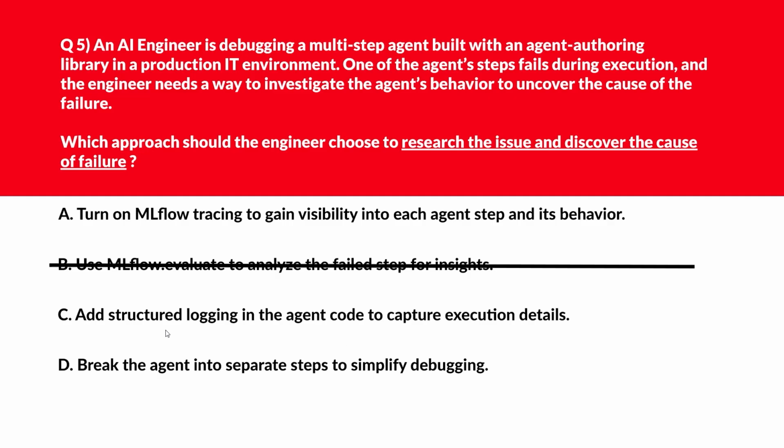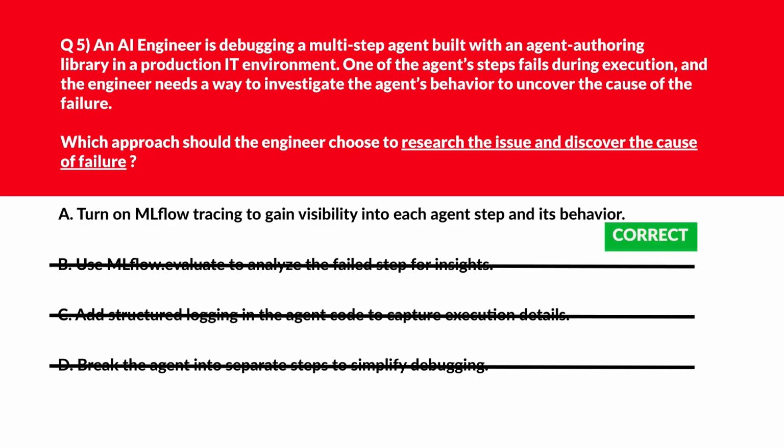Option C says add structured logging in the agent code to capture execution details. Structured logging helps capture details but lacks integrated span-level visibility across agent steps. Wrong choice. Let's now move to option D. D says break the agent into separate steps to simplify debugging. Splitting steps isolates logic but doesn't reveal runtime context or error propagation. We'll delete this. Let's lock option E as the right answer.